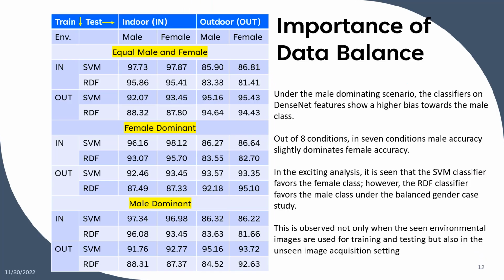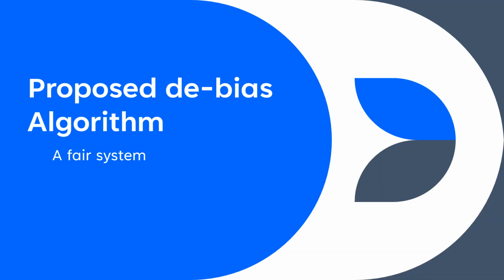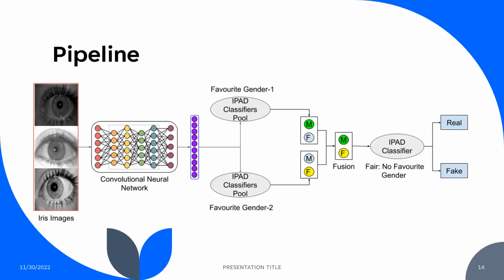In the data balance study, we have found that if the dataset itself is biased towards any particular gender, female dominant or male dominant, then the accuracy will be biased towards that particular gender. And if the dataset is balanced, then there is a lower chance of bias, especially in the iris presentation attack detection. Based on the environmental condition, we found that the bias is coming majorly from the environmental condition, which is maybe the indoor condition or the outdoor condition.